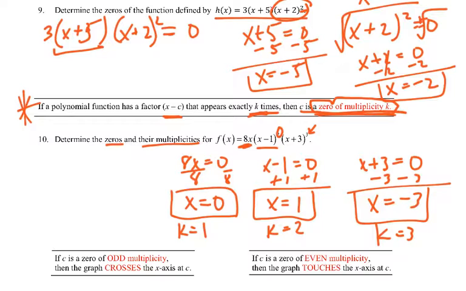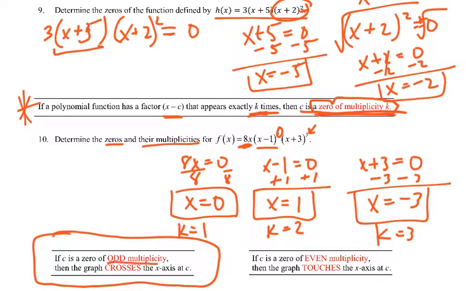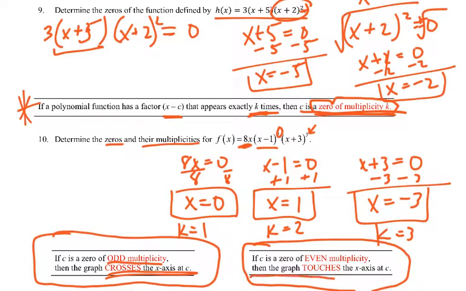Okay, now this is why the multiplicities are important. If c is a zero and it has an odd multiplicity, then the graph crosses the x-axis at c. If c is a zero of even multiplicity, then the graph touches the x-axis at c. So it doesn't cross it, it just touches it. It almost kisses the x-axis and then bounces back. So if we have an even multiplicity, the graph just touches the x-axis at that value. If we have an odd multiplicity, it actually crosses through the x-axis at that value.